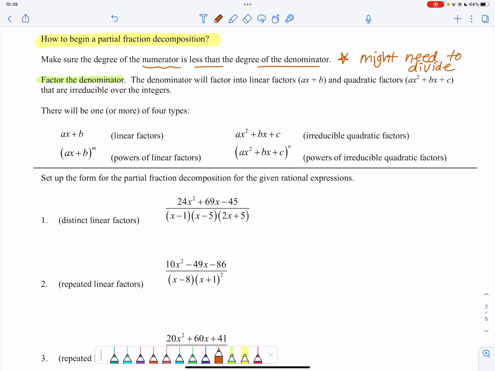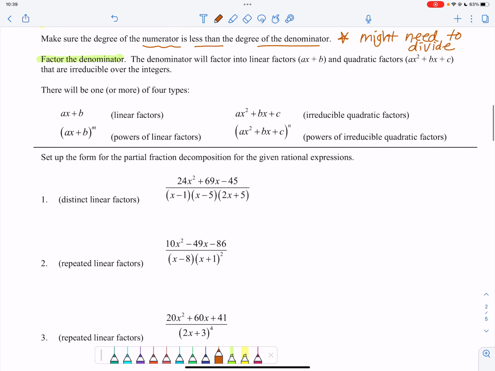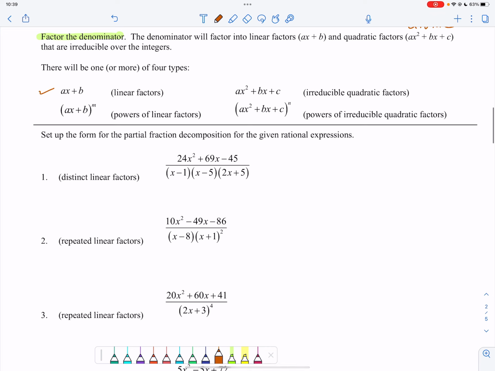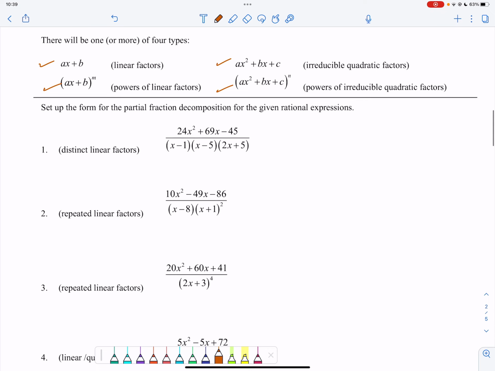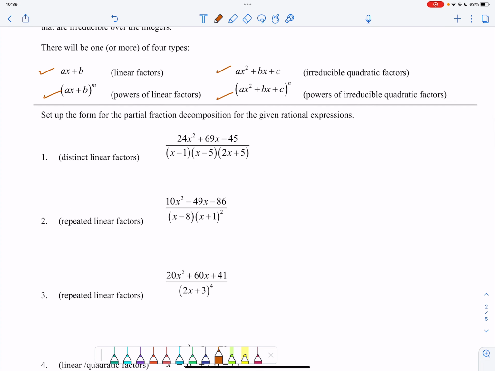You might also have quadratic factors, and some of those might have irreducible factors. So there might be one or more of these types of factors. Okay, so just take a look at them. Powers of irreducible quadratic factors, irreducible quadratic factors, and so forth. Here's what we have, and I will show you the forms that we will use, and it's very specific.